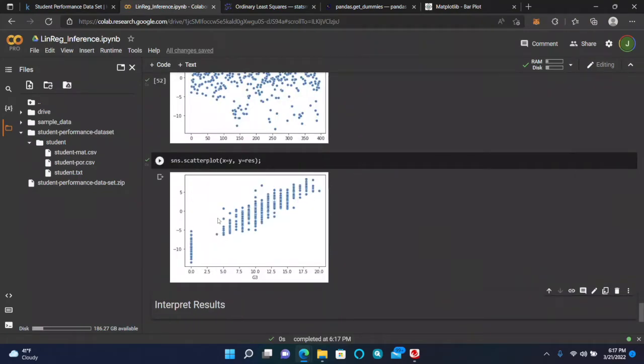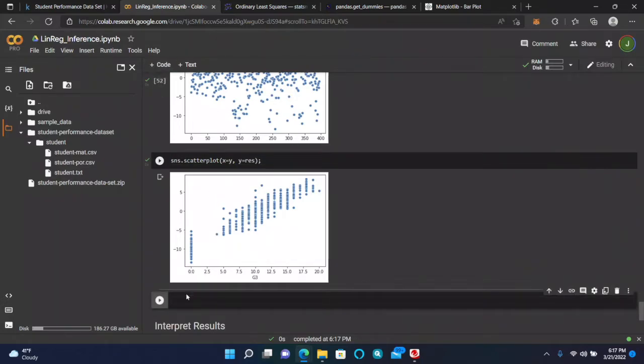And what we would want here is, again, for them to be in kind of a straight line, but we see that there is a relationship between the G3 score and the residuals. All right, the higher the score is, the higher the residuals tend to be, or possibly the lower. And that in itself is also a problem.